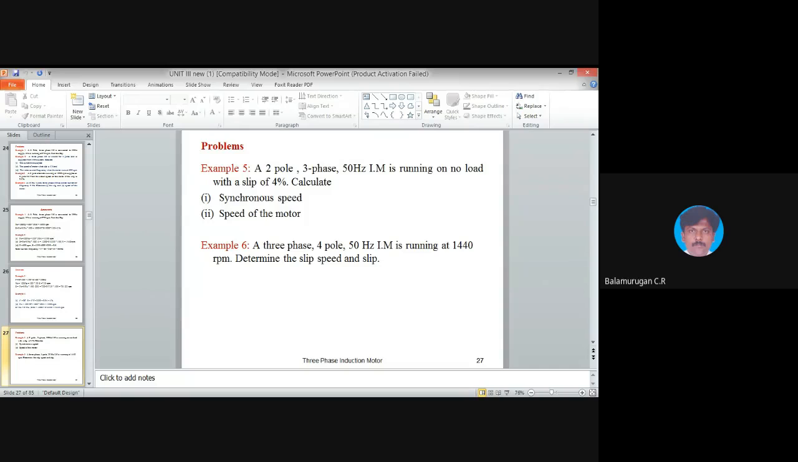Slip speed is equal to 60 rpm. Okay. So are you clear with these problems? Shall we move to the theory part?